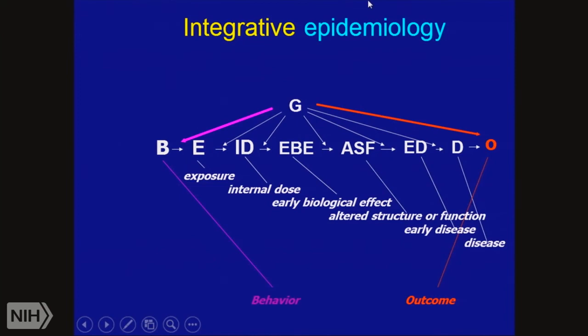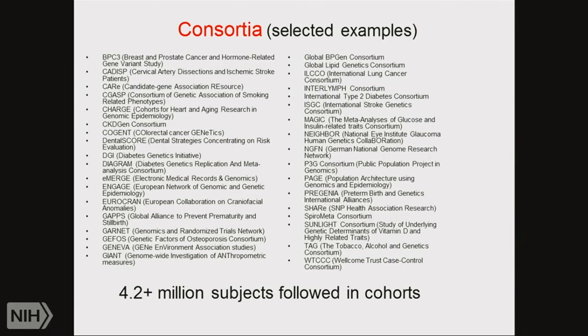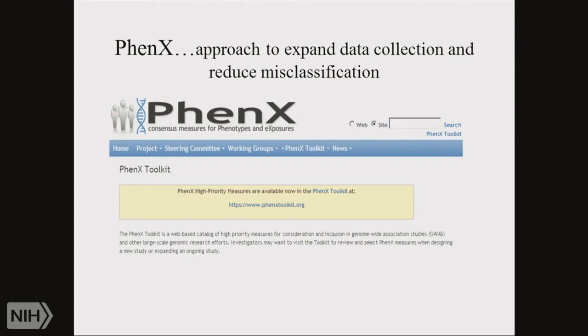Okay, and then there's integrative epidemiology that adds behavior, like that time for cigarette that I told you about, and outcome. So not only do we look at disease, but we look at whether people survive. That's the term integrative epidemiology. It's kind of added on to molecular epidemiology when you add behavior and outcome. And a lot of these studies are done in consortia. The consortia tried to harmonize the different questionnaires by using online resources like Fenix.